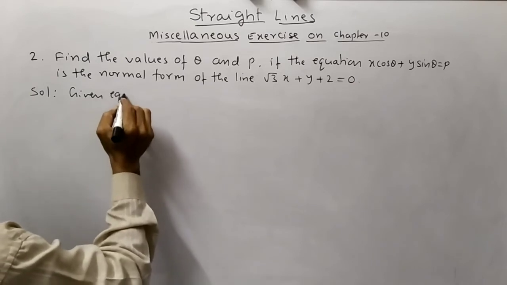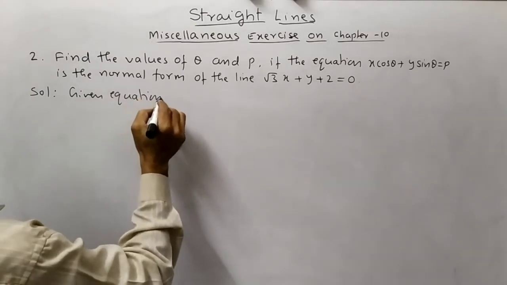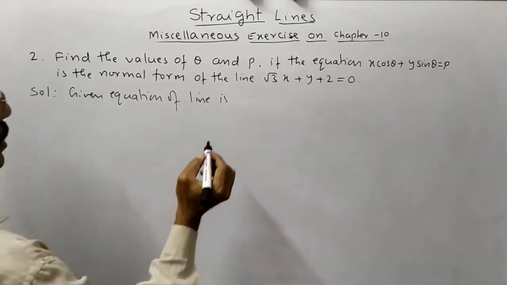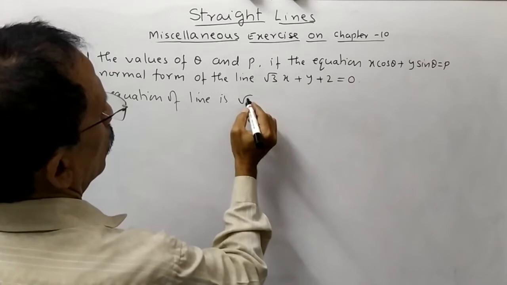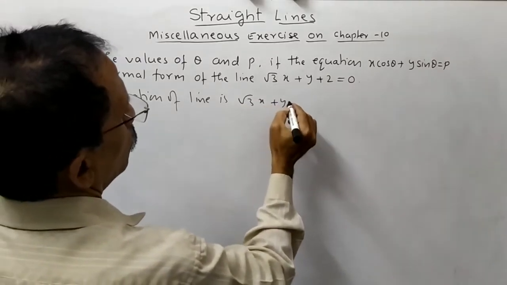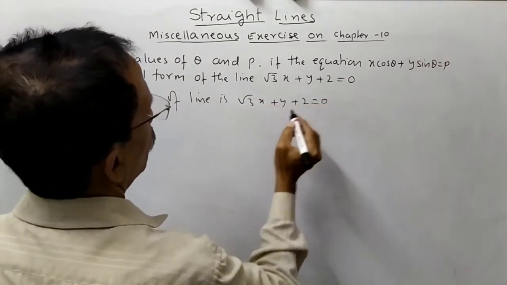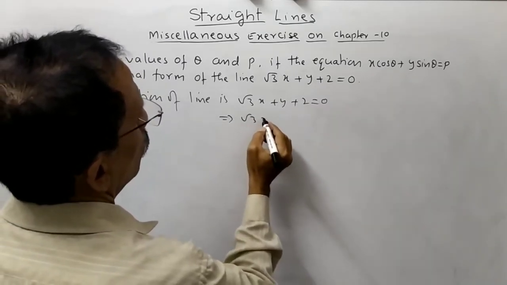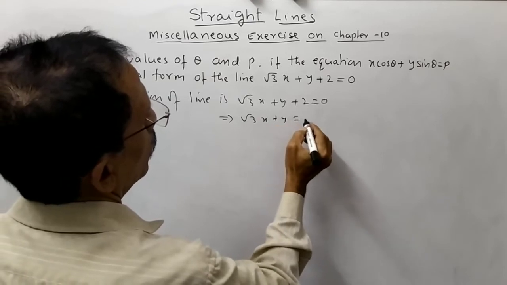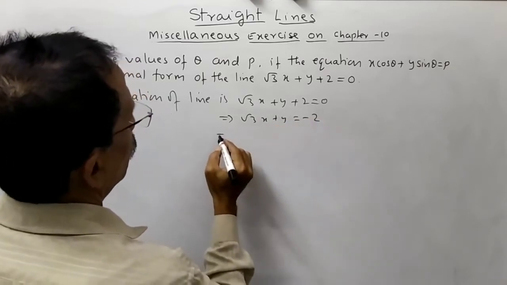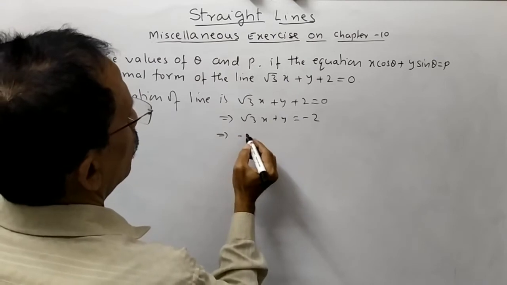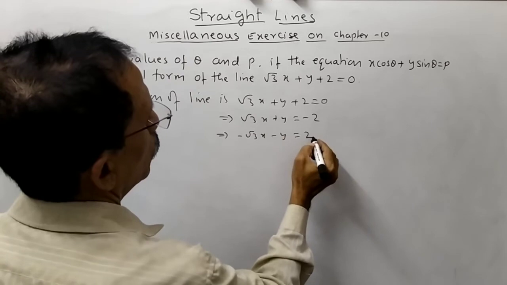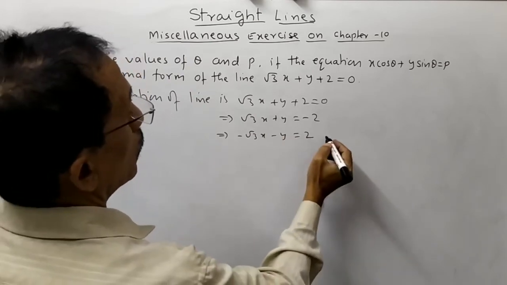Given equation of line is root 3 into x plus y plus 2 is equal to 0. This implies root 3x plus y is equal to minus 2 implies minus root 3x minus y is equal to 2. Say number 1.